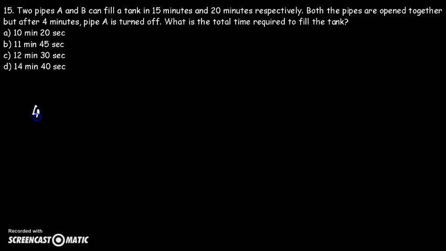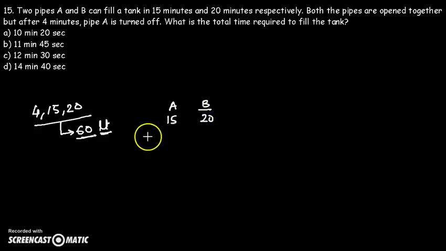The numbers involved are 4, 15, 20. So you can take their LCM to be 60. Assume that 60 liters is the volume of the tank. A takes 15 minutes and B 20 minutes.